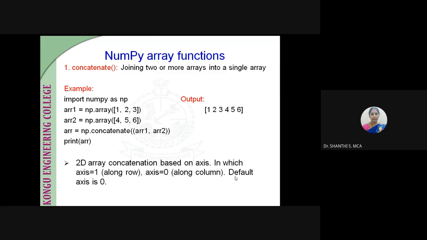By default, you can concatenate either row wise or column wise. For that, axis will be used. Axis is one of the arguments of this concatenate. The default is 0. If you say axis equal to 1, this will do concatenation along the row. So the first row will be 1 2 3 and the second row will be 4 5 6. If you give axis equal to 1 here, we will see that one.